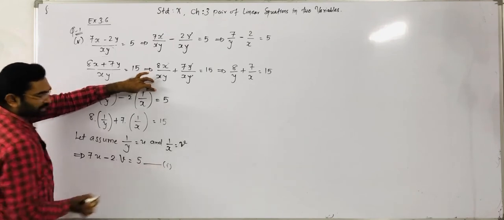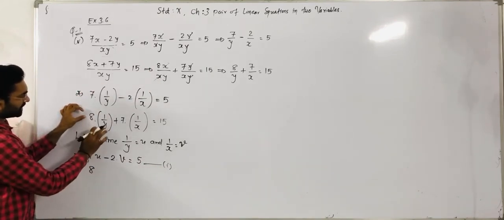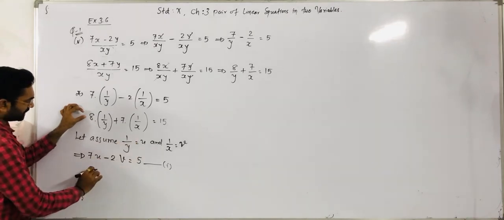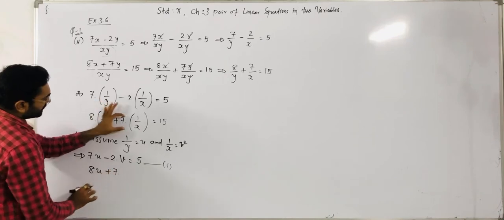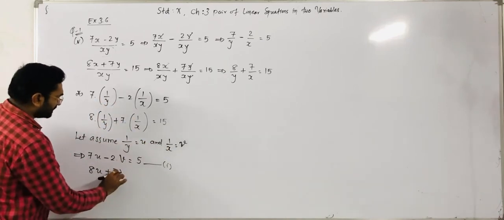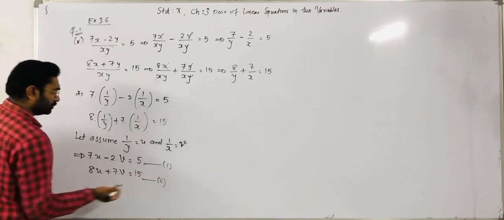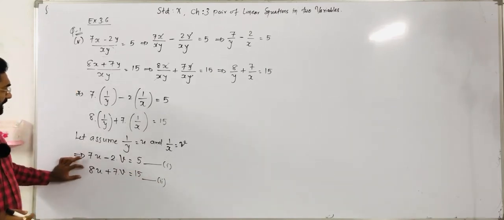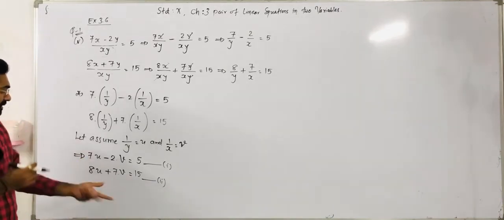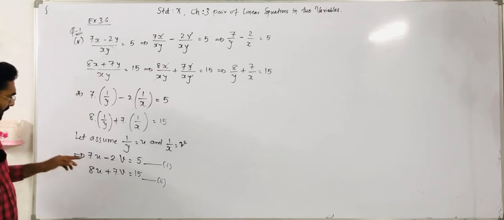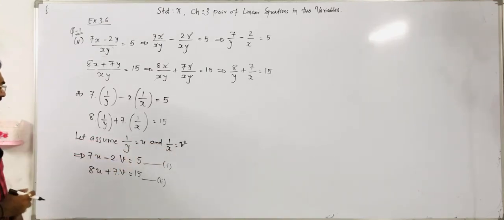This is our equation number 1. In the same way, in the second equation, 8 times u plus 7 times v is equal to 15. This is equation number 2. Now we have to solve the two equations either using the elimination method or the substitution method, and then from u and v we have to find the x and y values.